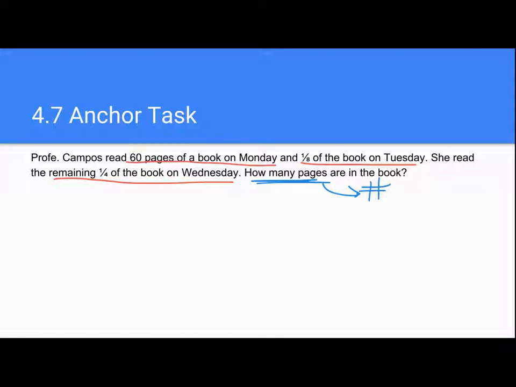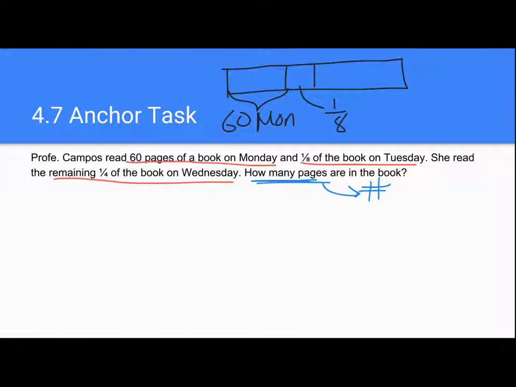So just to start off, I might make myself a quick bar model. This is my rough draft bar model. We know that she read 60 pages on Monday, so I would write 60 and then MON. We need numbers and words. 60 on Monday. She read 1/8 on Tuesday, so for now I'm going to pretend that this is 1/8 and it's Tuesday. And then the remaining 1/4, I know this is not accurate yet, on Wednesday. Now I have a better understanding of what my bar model should look like.